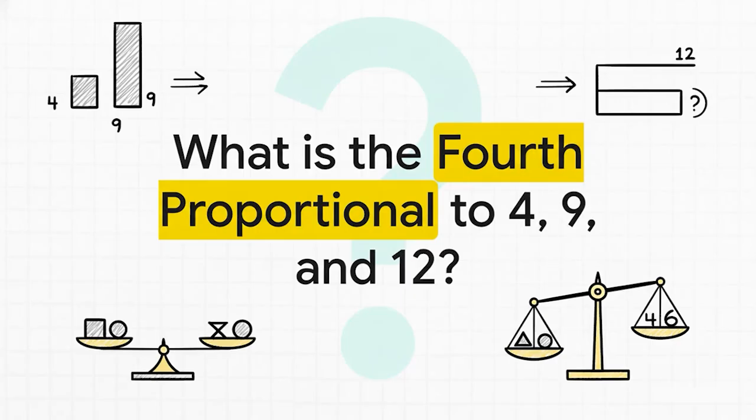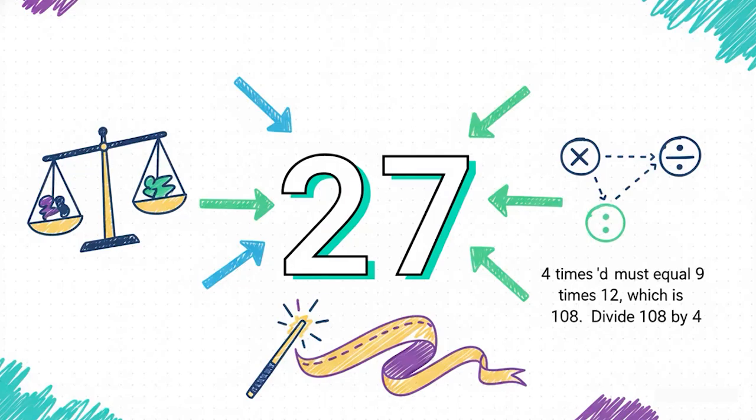Let's do it. What's the fourth proportional to 4, 9, and 12? Again, fancy words for a simple question. This is just asking 4 is to 9 as 12 is to what? We're looking for that last missing number in the sequence. The answer is 27.